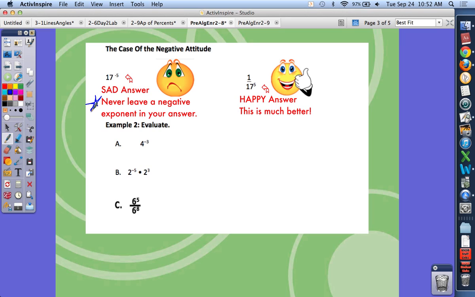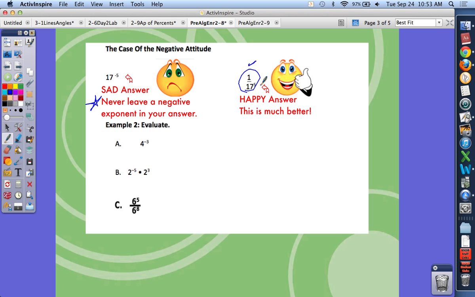The least you have to do is at least make it a positive exponent. And the way you do that is by writing it 1 divided by that power with its opposite exponent. You may or may not have to evaluate, just always read the directions, okay? So if it says write it as a power, this would be good. If it says evaluate, then you would need to use your calculator to find what 17 to the 5th is.